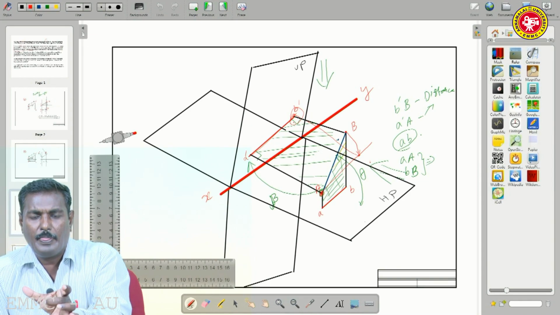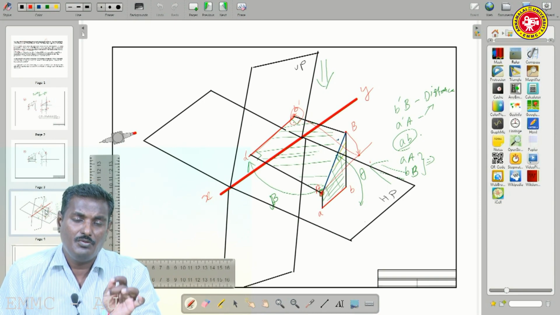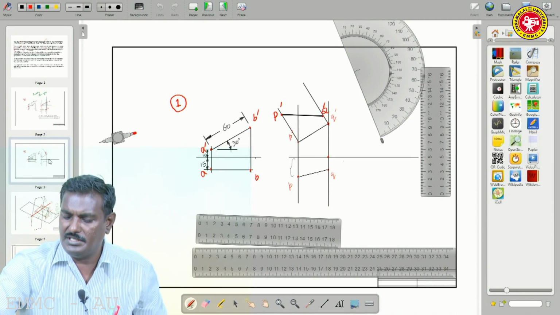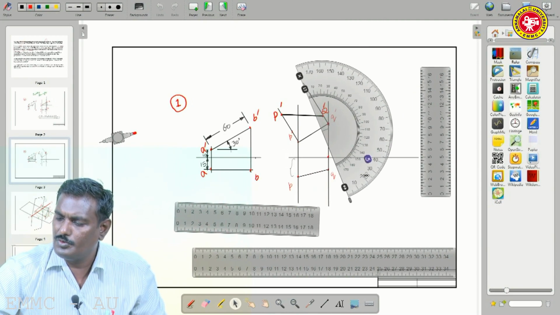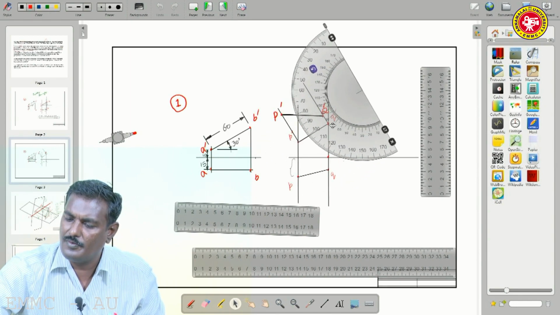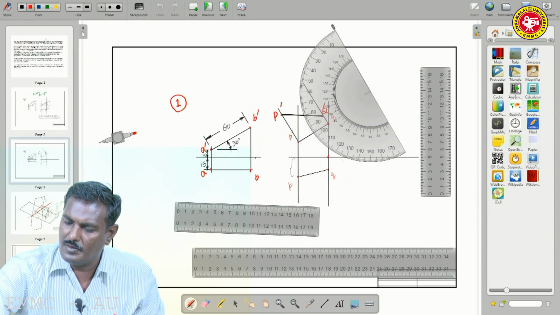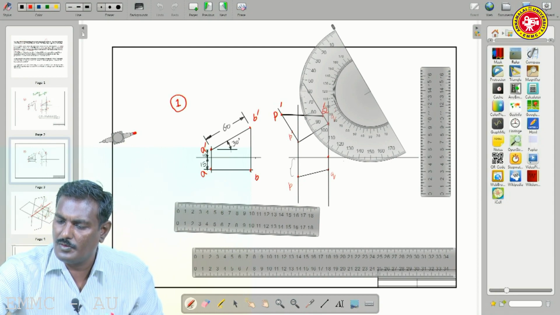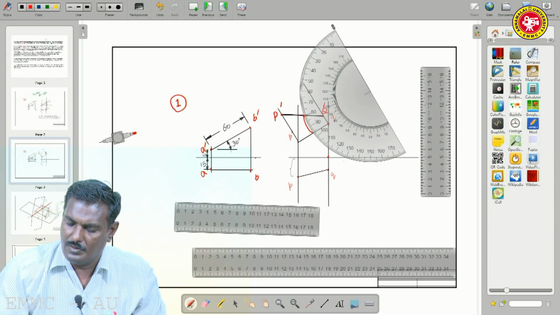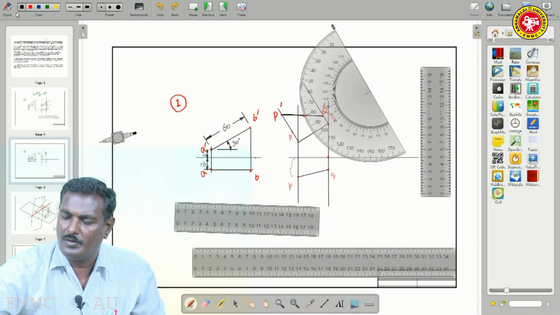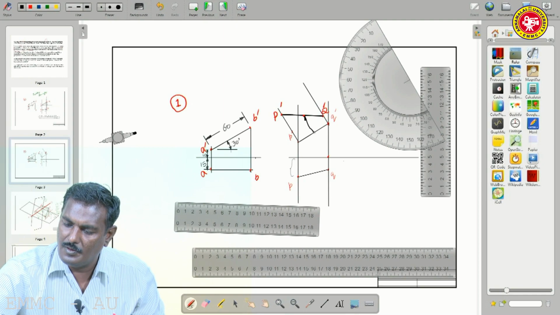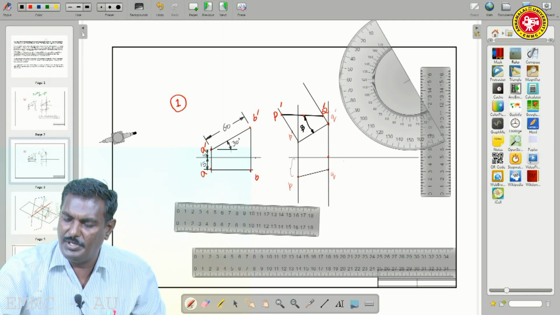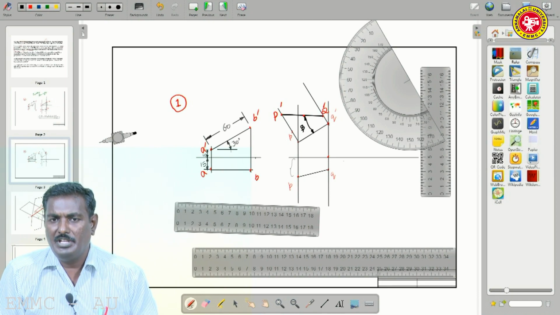So, what about the angle? That is beta. It is the inclination with respect to the vertical plane. So, that we have to represent here by marking. By marking, yeah, so we have to rotate. So, we have to mark this angle as beta. That is why I said in the previous rotating line method.